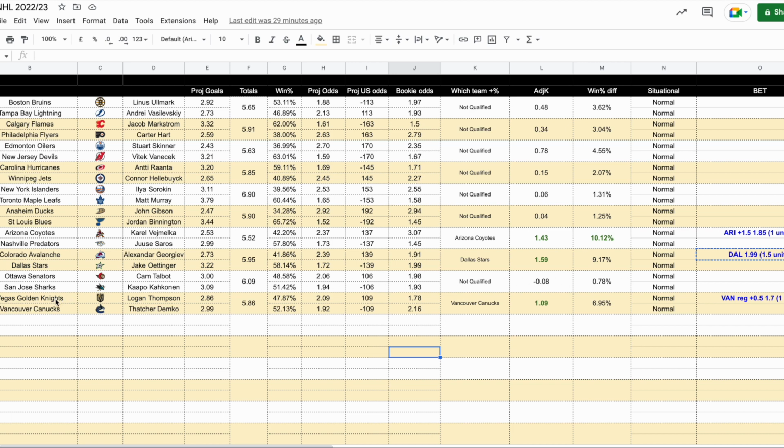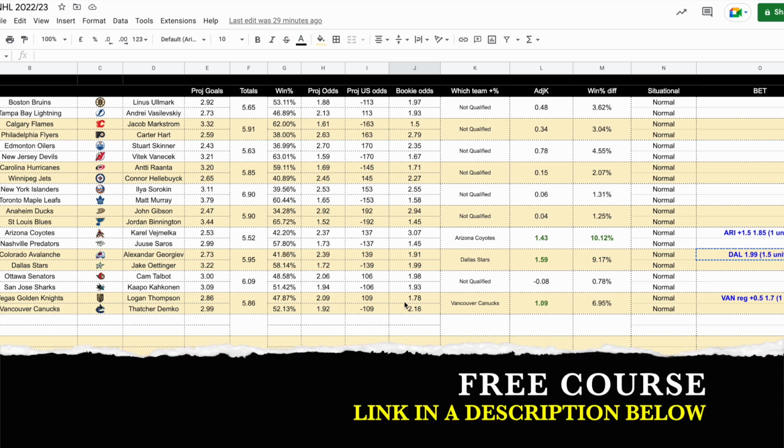And the next game, Vegas Golden Knights against Vancouver Canucks. Based on my projections, there's small value with Vancouver Canucks. I even give them a little bit better chance than Vegas. Bookmakers had them as a small underdog, and I think the best bet is Vancouver Canucks not losing in regulation time at 1.70. This would be 1 unit, recommended 1 unit.